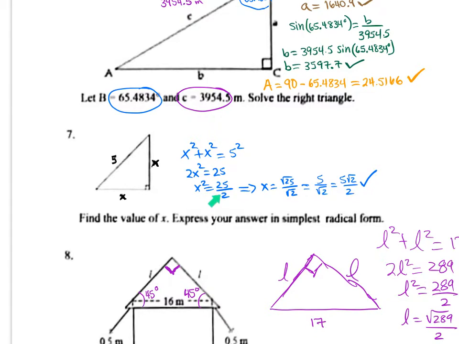Take the square root of both sides. So x would be the square root of 25 divided by the square root of 2, which is 5 divided by the square root of 2. And then we can't leave the square root in the denominator, so we'll multiply the top and bottom by square root of 2, and that gives us this final answer, which is 5 square root of 2 over 2.